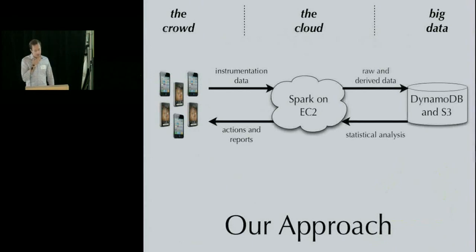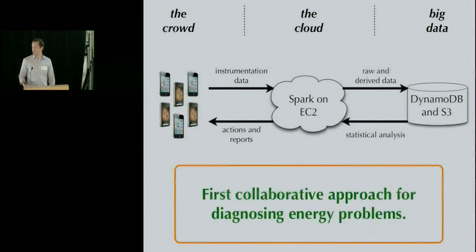So our approach looks like this. This is an overview of the infrastructure. We collect data not from a single device, but from the crowd, aggregate that in the cloud and do a statistical analysis on it there, and then return to the user information about, for their particular device and their behaviors, what seems to be causing the energy problems and whether or not that's normal. So as far as we're aware, this is the first collaborative approach for diagnosing these sorts of energy problems.